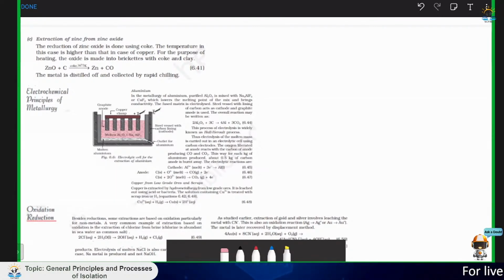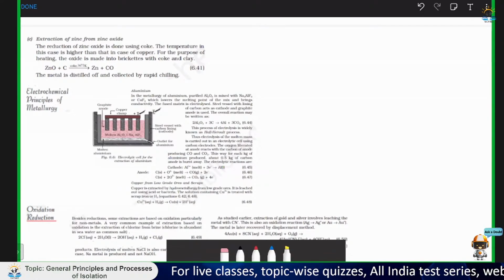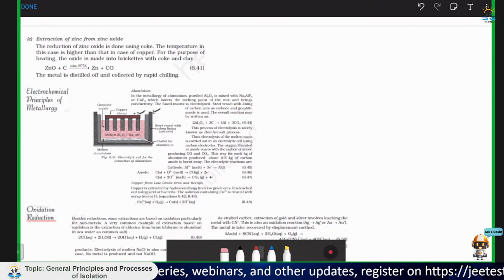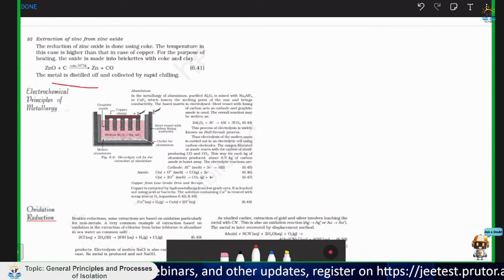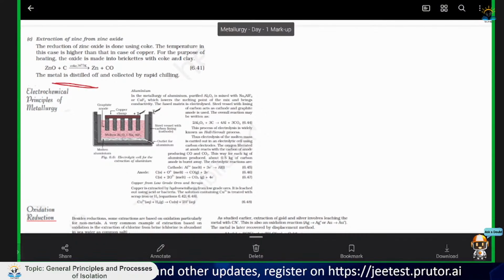See, we think the reduction of zinc oxide is done using coke. The temperature in this case is higher than in the case of copper. For the purpose of heating, the oxide is made into briquettes with coke. Basically, carbon reduction. You want to refine it with electricity. The metal is distilled off and collected by rapid chilling. My Mains question has gone on this. Your zinc is distilled off.